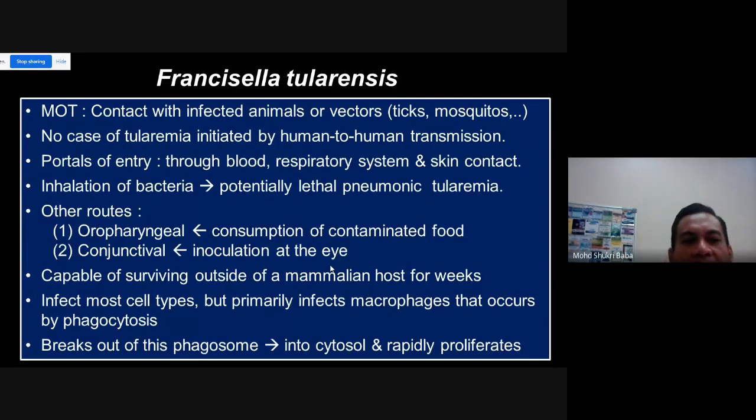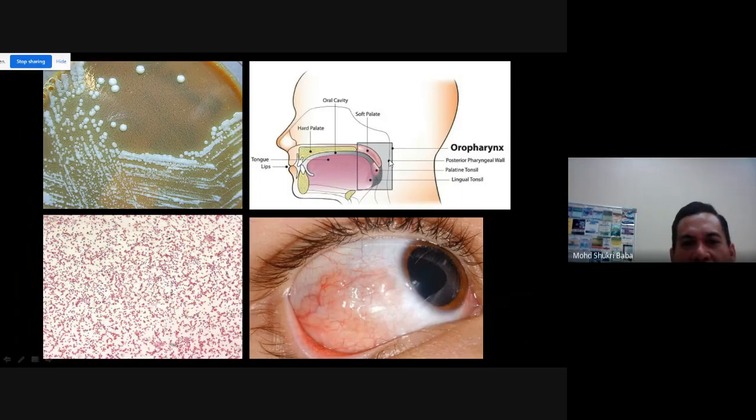Alright. They also break out of this phagosome and then masuk into cytosol and rapidly proliferate. Alright. So here what I want to show you adalah the mode ataupun the portal of entry. They might enter your body via your eyes, alright, also oropharyngeal, melalui mulut atau melalui apa yang you makan. Okay. This one is on how you can grow it in the laboratory or the media, alright, and this one is after you doing the gram staining.